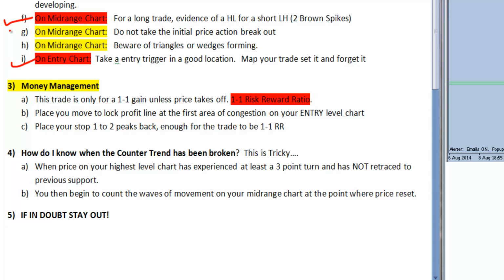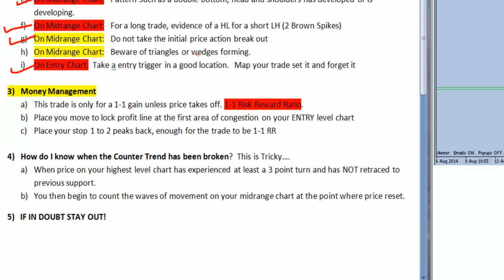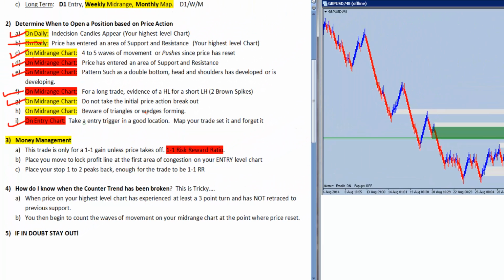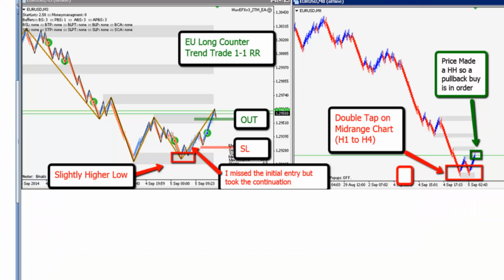Two other pieces of information. If you have a breakout, never take the breakout unless you have a pullback. Here was a breakout trade. Considering number 2G here, it says on mid-range chart, do not take an initial price action breakout. Where is a breakout trade?